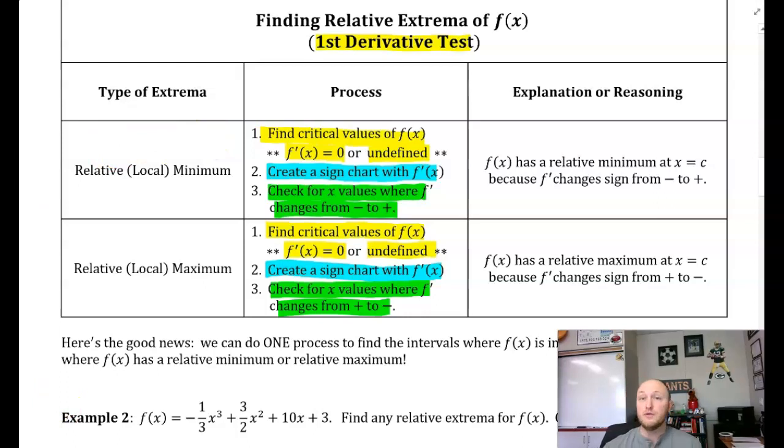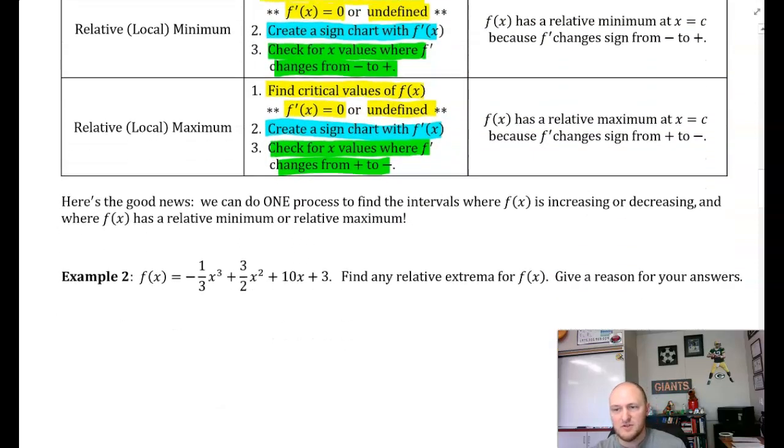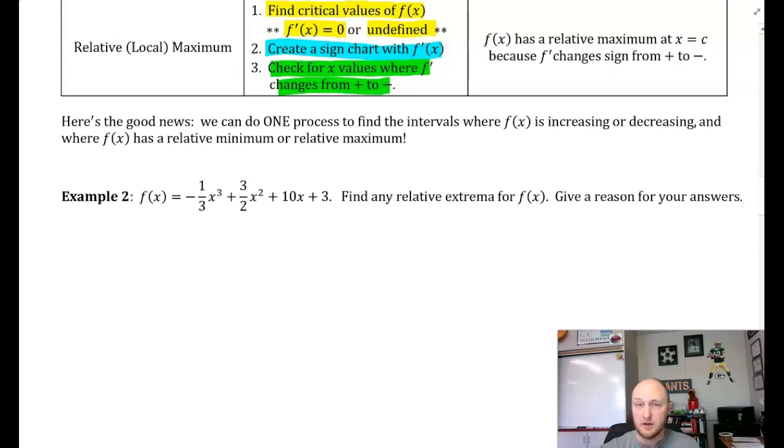Now here's the beautiful thing. This is redundant of what we did in the last lesson. So the good thing is we can use one process to find where the intervals are increasing and decreasing, and that information will allow us to tell if we have relative extrema. If our sign changes, there's relative extrema there. Specifically, if we change from increasing to decreasing, it's a maximum. From decreasing to increasing, that is a minimum.